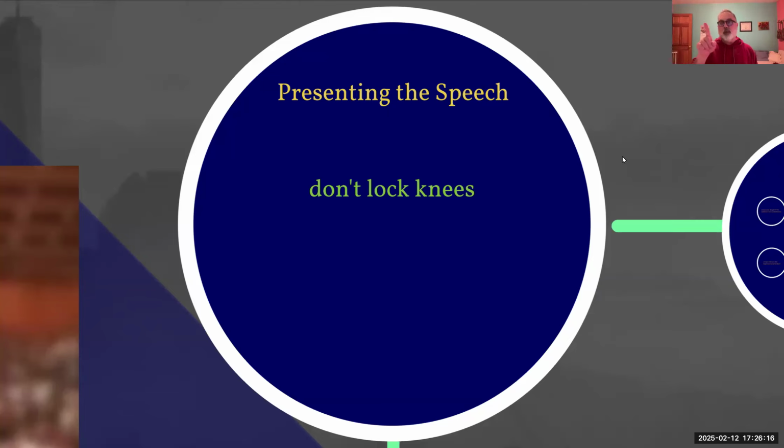And I've had one student do it as well. So don't lock your knees. Keep yourself a little bit flexed and loose. It keeps the body a little bit relaxed as well when you don't lock your knees. So don't lock your knees.